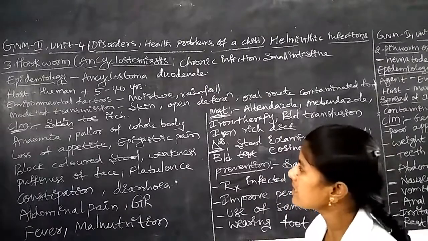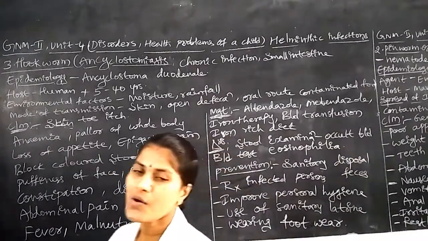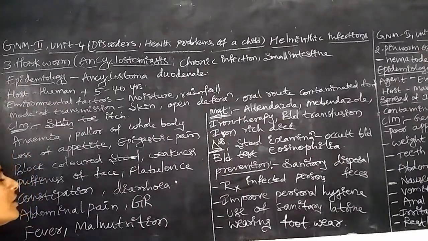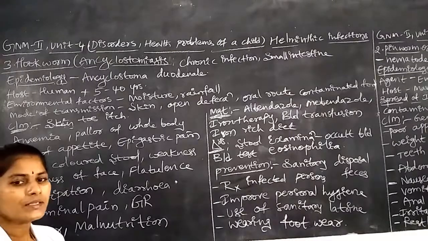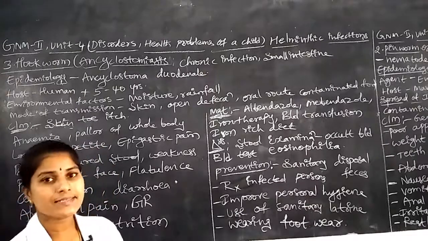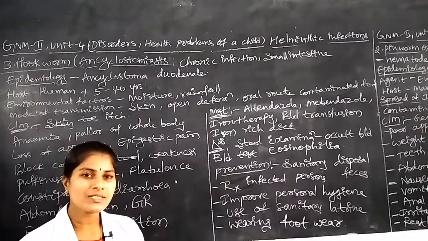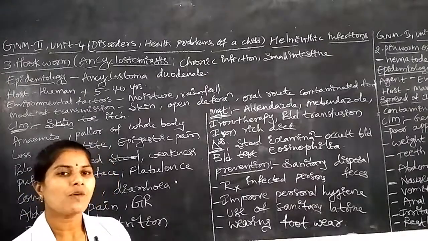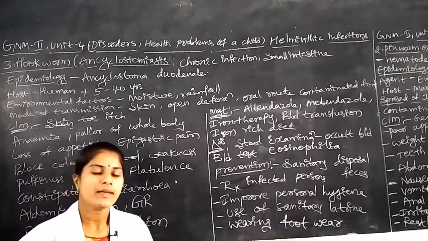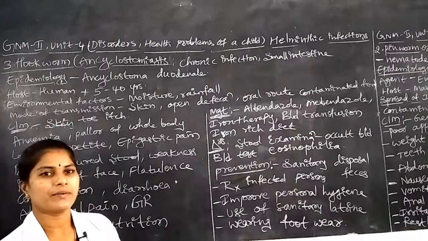Next one is the mode of transmission. How does the disease spread from one person to another? Through direct skin to skin contact. Through skin contact the infection easily spreads, and individuals who follow open defecation may easily spread the infection.